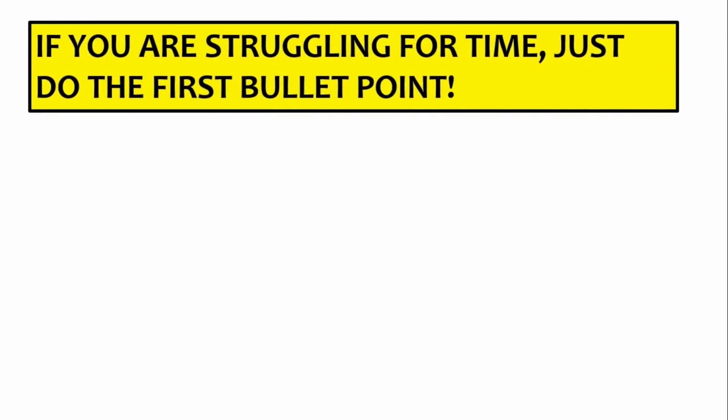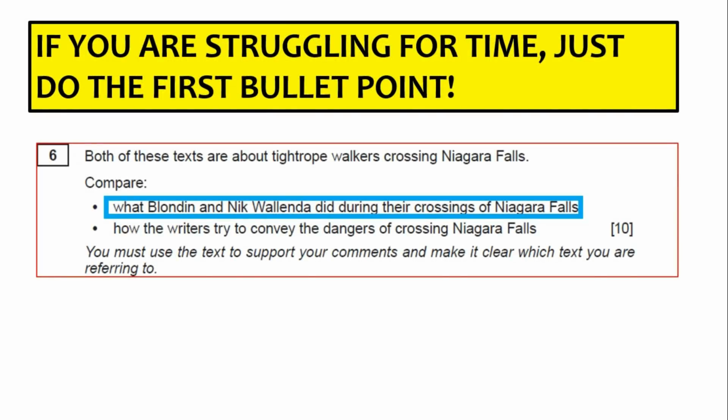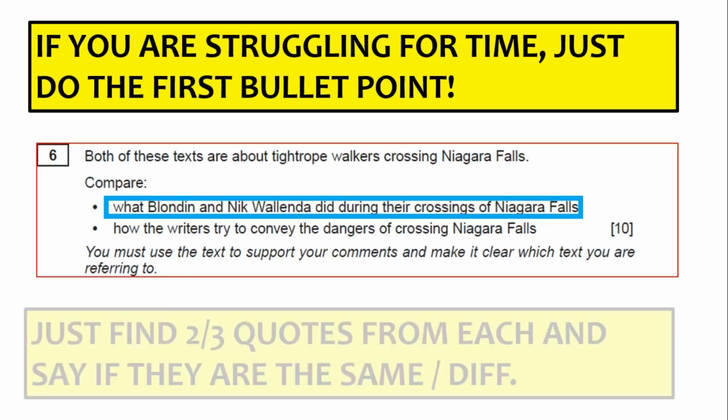If you're struggling for time, just do the first bullet point. If you get to this question in the exam and you've only got 5 minutes instead of maybe your 13 to 15 minutes, what I would do is just answer the first bullet point. Maybe find 5 or 6 quotes saying what they both said about the crossings, and don't really talk about the writer's technique. If you have the time, do it. But I would say it's better to do as many quotes as you can on the first bullet point than to do one bullet point on each, and one PE on both. So if you're really struggling for time, then do that.